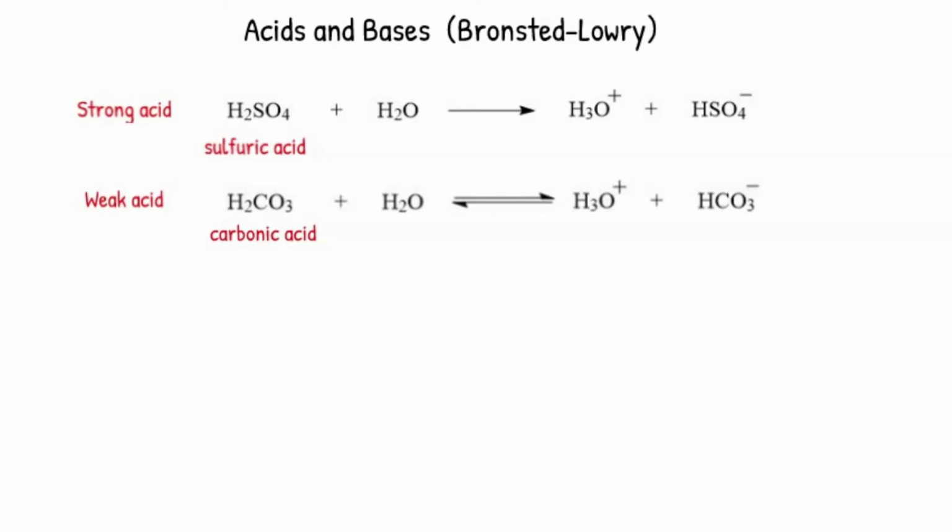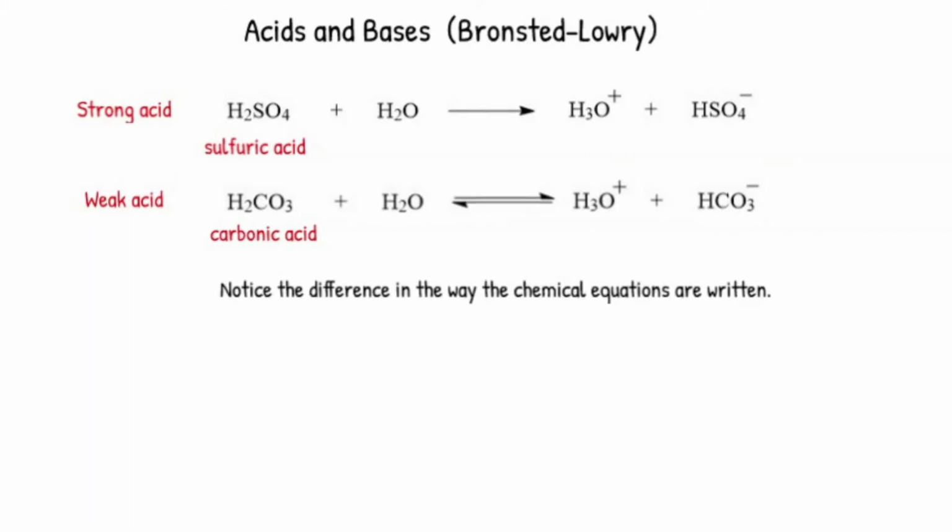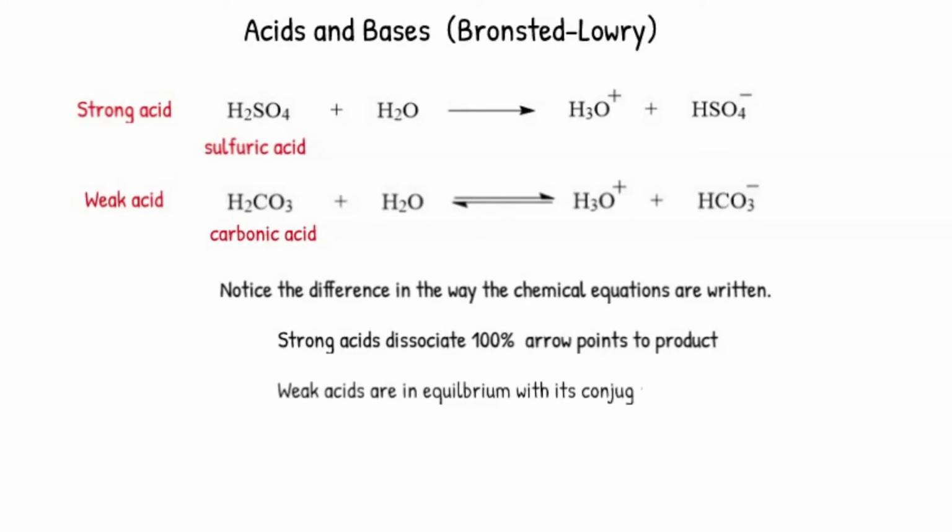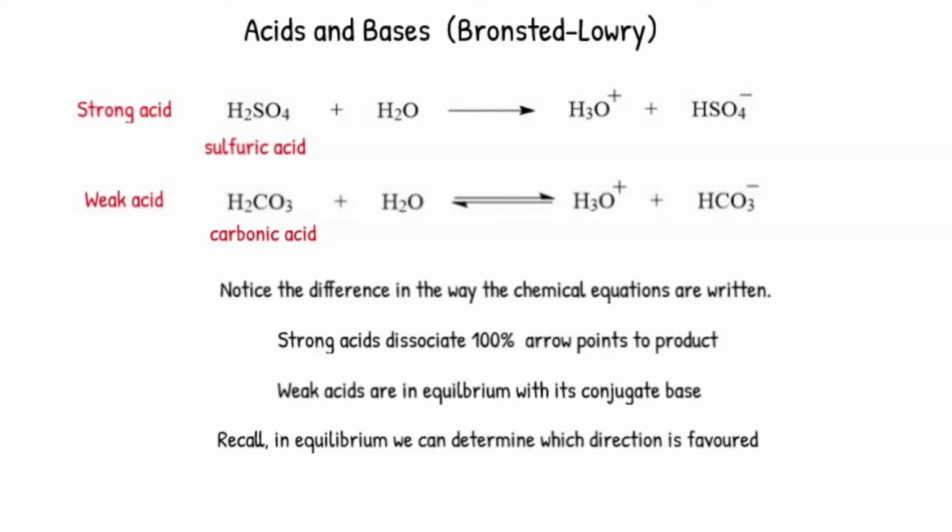Both dissociate in water. Notice the difference in the way the chemical equations are written. Strong acids dissociate 100%, and the arrow is a single arrow that points to products. The weak acids are in equilibrium with their conjugate base, and the arrow points in both directions, and there are two arrows to represent this. Recall in equilibrium, we can determine the direction which is favored. Also note that dissociation is the same thing as ionization.